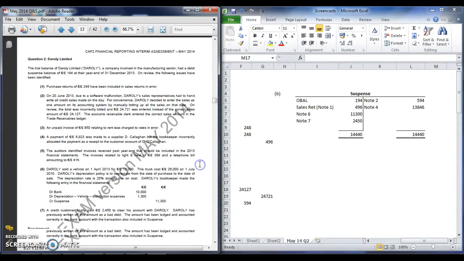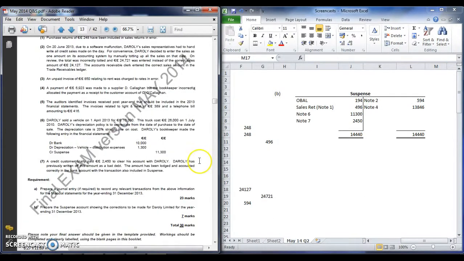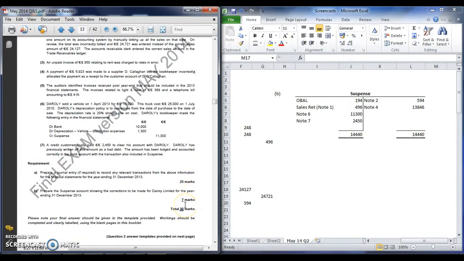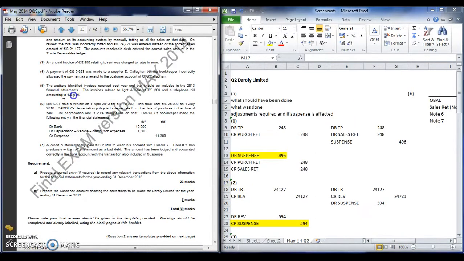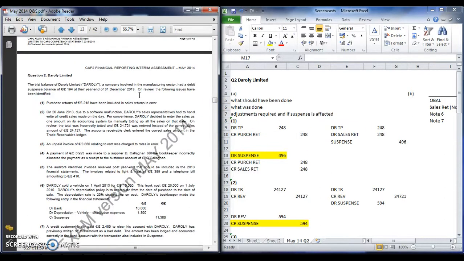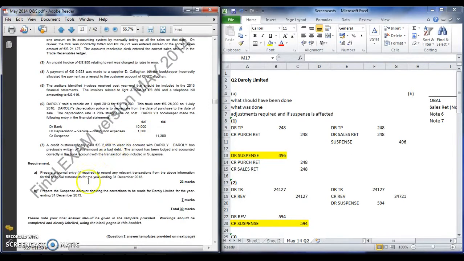So again, not an overly difficult question. For 30% of your paper, the important thing is to have a structure. And one point students should note is, if you couldn't tackle point 6, you could skip on and do the rest of them and slot them into your part B, the suspense account. Particularly because you're so caught on time, do not overly dwell on some harder aspects. Get as much as you can done first, and then come back to the difficult aspects when you have time at the end. Okay, so that was question 2, May 2014, dealing with journal adjustments and also a suspense account.